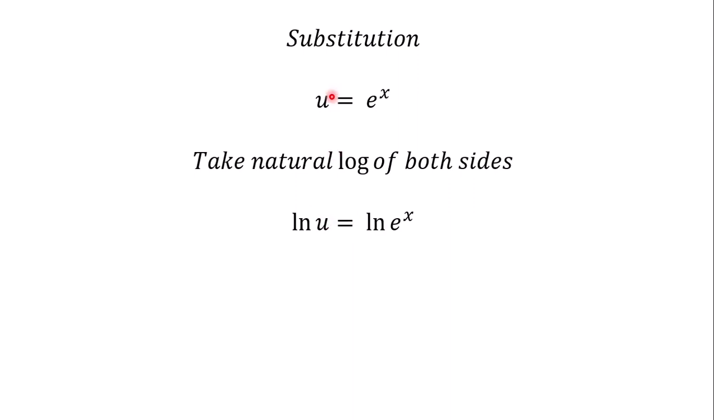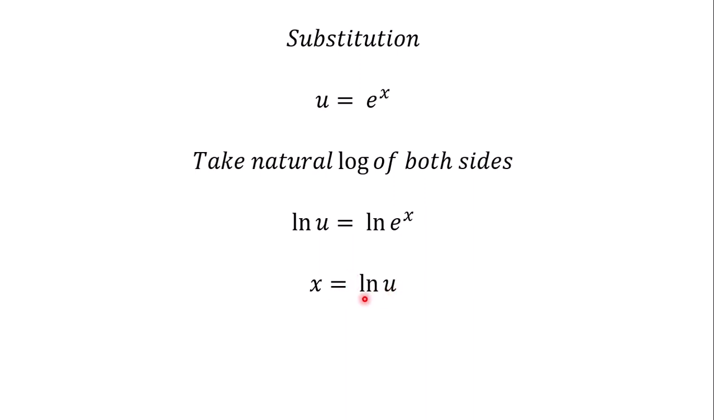Like I said, when we take natural log of both sides, you are going to get ln u is equal to ln e to the power x. And as I was saying, the base of this ln, that is the natural log, is e, and already we have this e here. So that e and the base e will just be cancelled out, and then we will be left with x. So x will be equal to ln u.